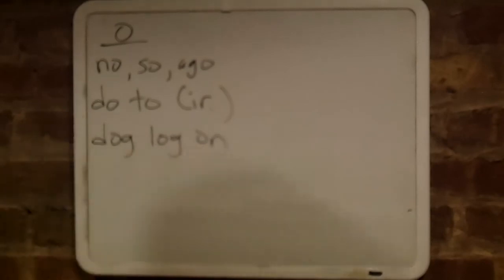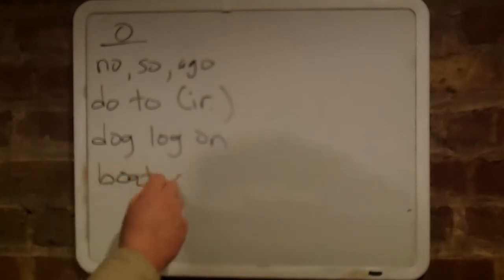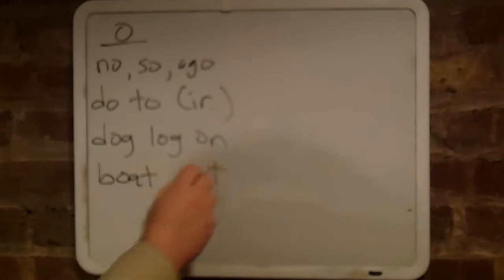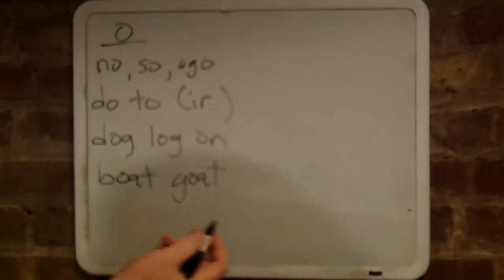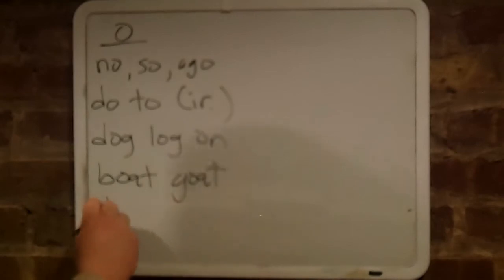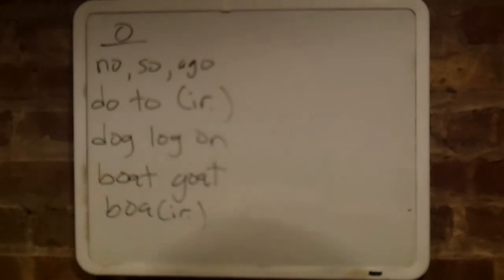OA is pretty consistent. It pretty much always makes the O sound. So in words like boat or goat. The only irregular example of this is boa. So that's irregular. But in pretty much every Anglo-Saxon word, OA sounds like O.